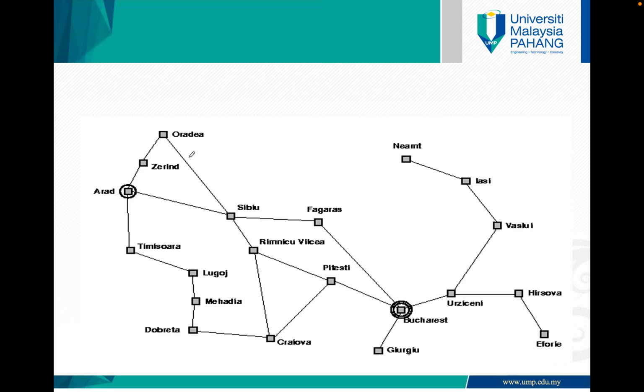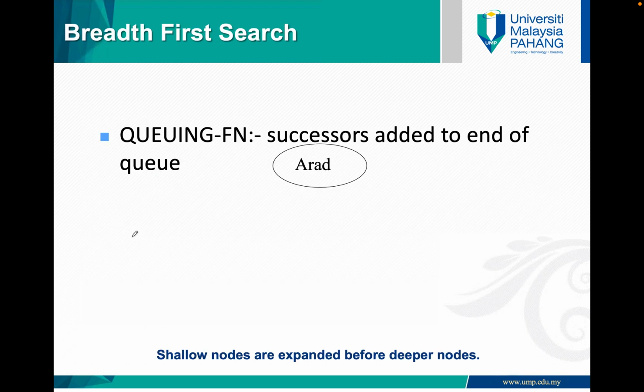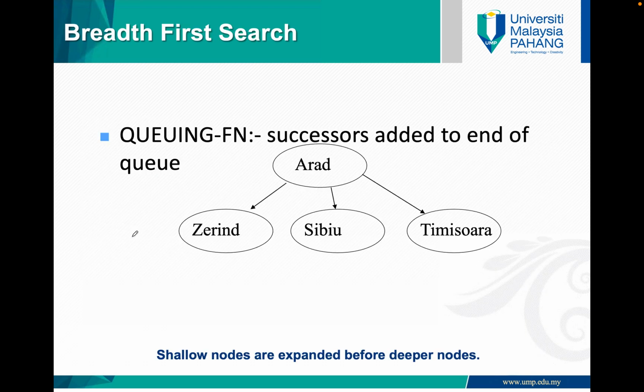Timisoara, Sibiu, and Zerind. These three cities are connected to Arad. Okay, then we draw. We have Arad connected to Zerind, Sibiu, and Timisoara. From Zerind, where can we go? We can go from Zerind to Arad, but we don't want to put Arad because that will be a reverse destination, right? We want to go straight to Bucharest.